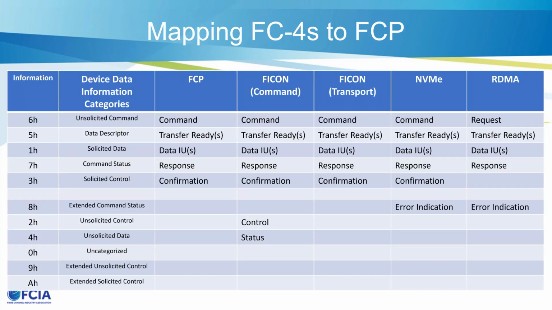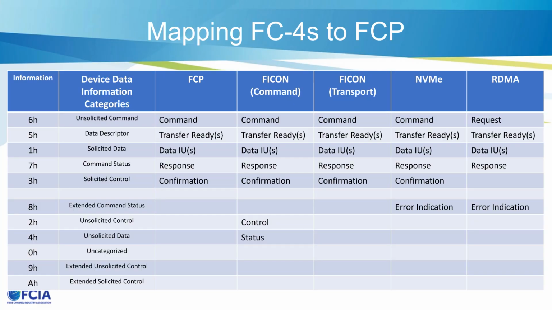What we're going to look at here is a comparison between those upper layer protocols. Typically, what we see are the upper layer protocols listed across the top, and then down on the left-hand side, we see the information field categorization for the device data information categories. The most common are the unsolicited commands, which are just command operations for each one of the upper layer protocols. Then the data descriptor, which is the indication that on a write operation the target is ready. So it's going to say, hey, I've got all the memory allocated to receive your data. So I'm going to send you the transfer ready to say, go ahead and send it over.